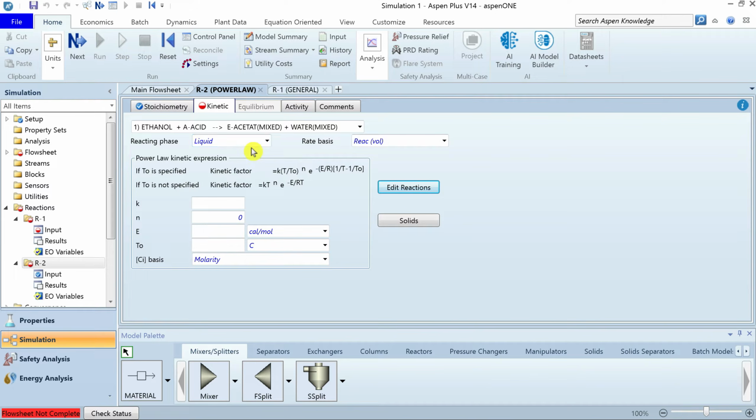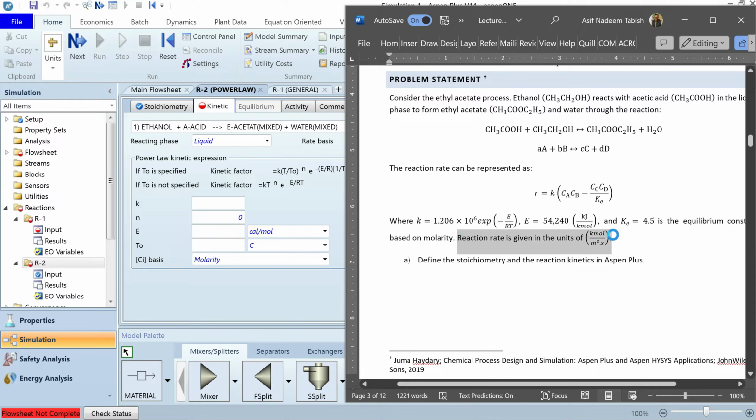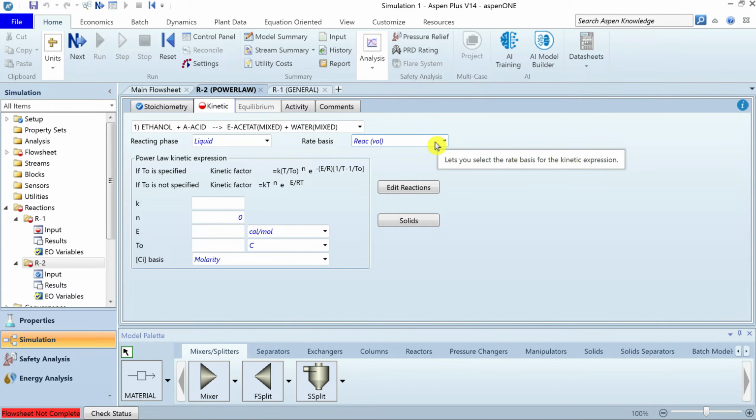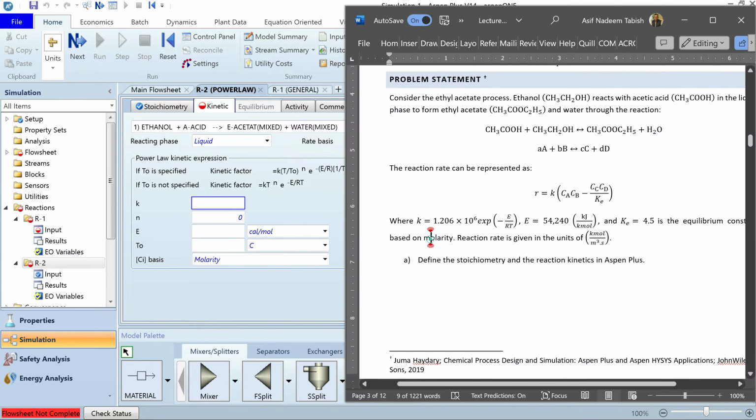Here you have to define the reacting phase and the basis of the reaction. It is mentioned that the reaction rate is given in the units of kilomoles per cubic meter per second, where the cubic meter defines the rate basis. So that is the reactor volume. If reference temperature T0 is specified, then the kinetic factor can be defined like this. Otherwise, Aspen uses this simple formulation to calculate the kinetic factor. Here k is the pre-exponential factor and the value of the pre-exponential factor is given as 1.206 times 10 to the power 6 and the activation energy is 54,240 kilojoules per kilomole. Let's define these values.